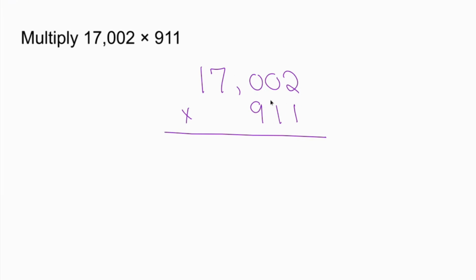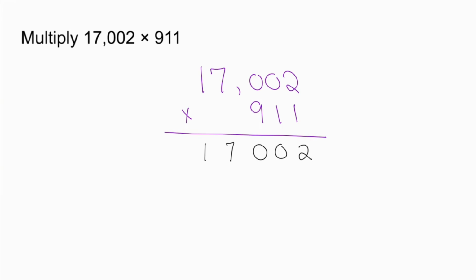What I'm going to do first is go to the bottom number and multiply the number in the ones place value to everything up here going right to left. Now these numbers are friendly. 1 times 2 is 2. 1 times 0 is 0. 1 times 0 is 0. 1 times 7 is 7. 1 times 1 is 1. Nothing crazy there.